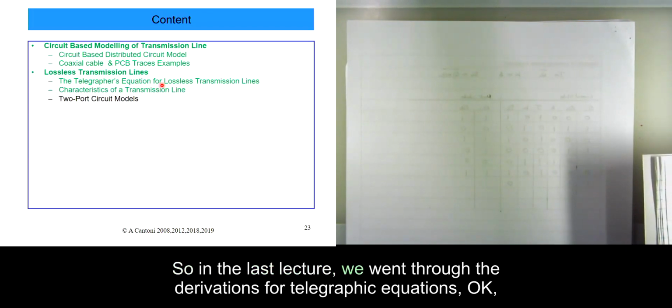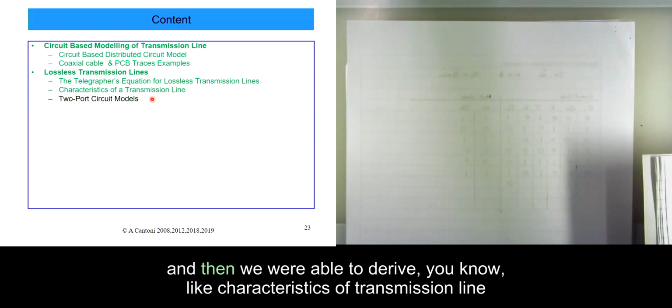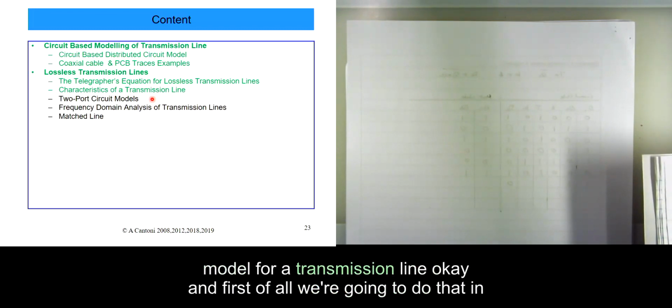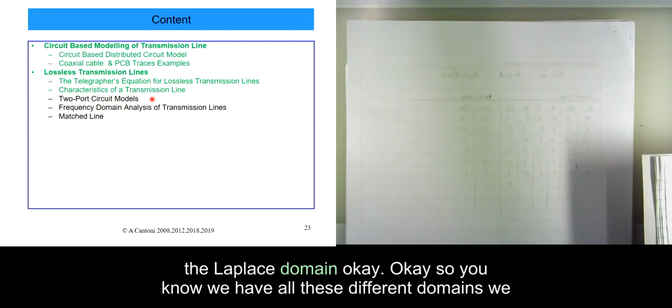In the last lecture, we went through the derivations for the telegrapher's equations, and then we were able to derive characteristics of a transmission line, like Z0 and delay. Now we're going to look at developing a two-port model for a transmission line, and first of all, we're going to do that in the Laplace domain.